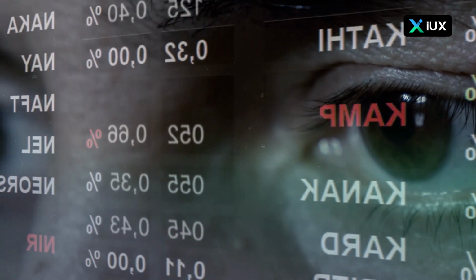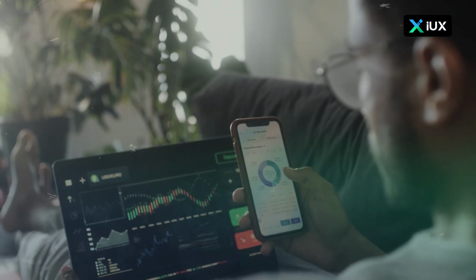Trading apps make investing easy and accessible. By choosing the right app, learning the basics, and following a strategy, you can confidently place your first trade.